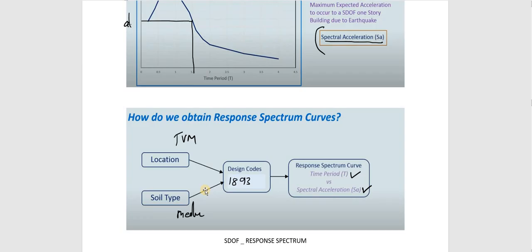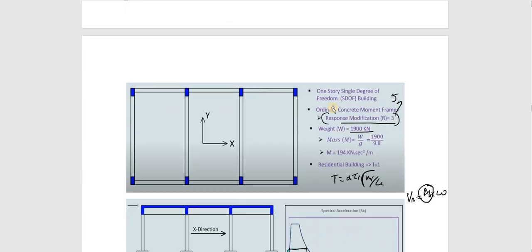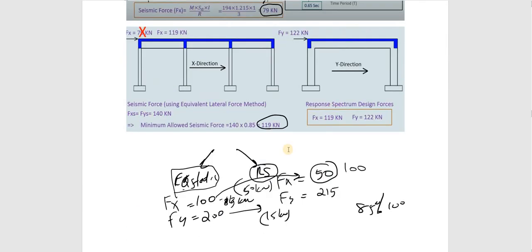So this is how we do the response spectrum analysis of a single degree of freedom. First of all we have to find out the location, then the soil type. We can get these from the site plan and the soil report. Then, using the IS codes, we find the time period and the acceleration. Then we use two methods, the equivalent static method and the response spectrum method, simultaneously.